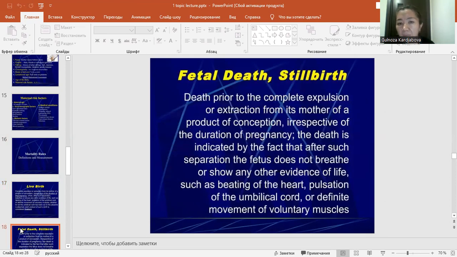Second, fetal death or stillbirth. What is fetal death? Death prior to the complete expulsion or extraction from its mother of a product of conception, irrespective of the duration of pregnancy. The death is indicated by the fact that after such separation the fetus doesn't breathe or show any other evidence of life, such as beating of the heart, pulsation of the umbilical cord, or definite movement of the voluntary muscles.